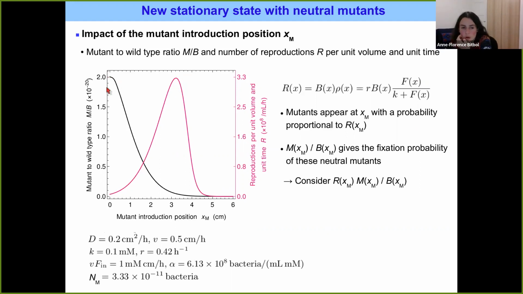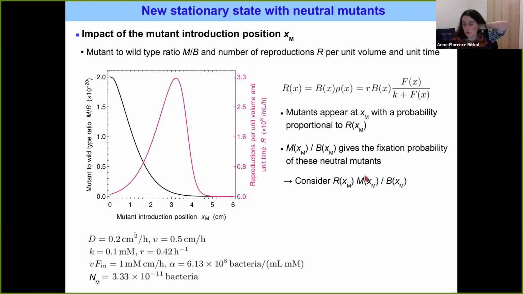And so in order to look at the fate of the mutant, we are going to consider this ratio M/B as the fixation probability of neutral mutants. And this is because here we are in a deterministic description with these partial differential equations. But if there was any stochasticity, any finite size effects, we would have fixation of one type or the other, as in the first part of my talk. And for a neutral mutant, fixation probability is given by the ratio of initial number of mutants to total number of bacteria. And if M is smaller than B, then it's approximately equal to M/B. So this ratio is going to give the fixation probability of the neutral mutants.